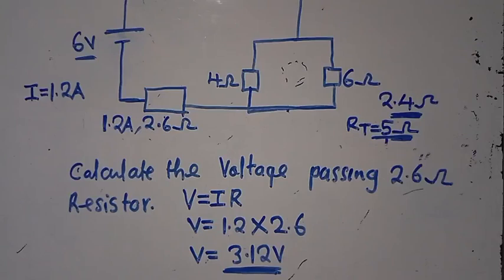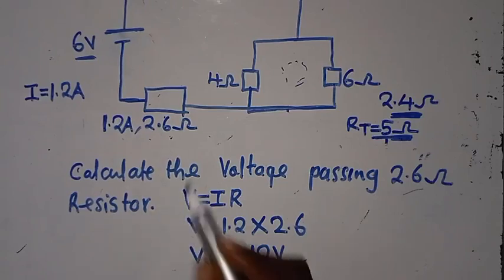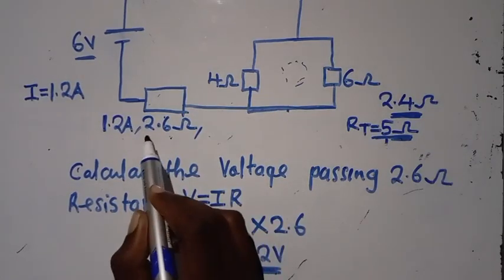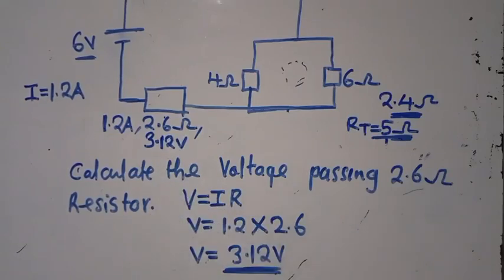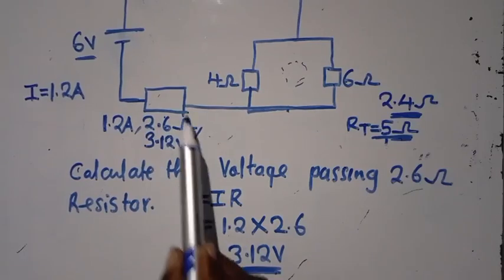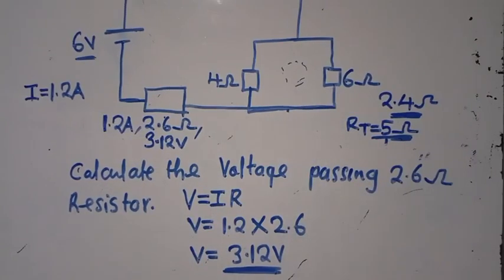So the answer that we are getting is 3.12 volts. This is the voltage that is passing through 2.6 ohms. So meaning the voltage that is here is 3.12 volts. This is the voltage that is passing through just this resistor.